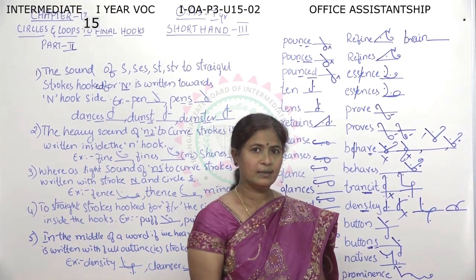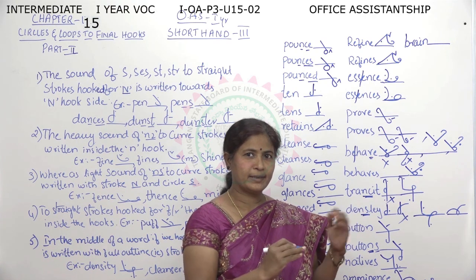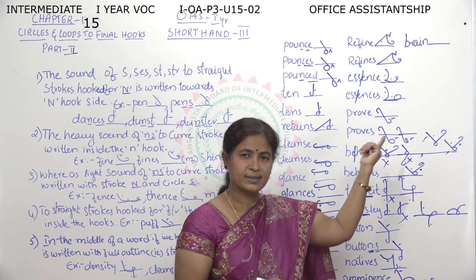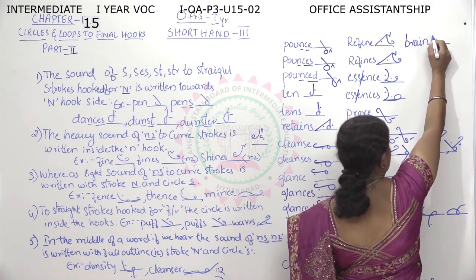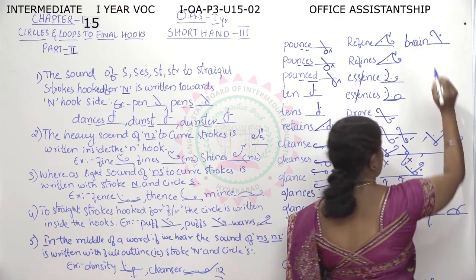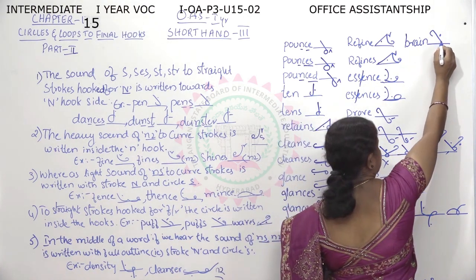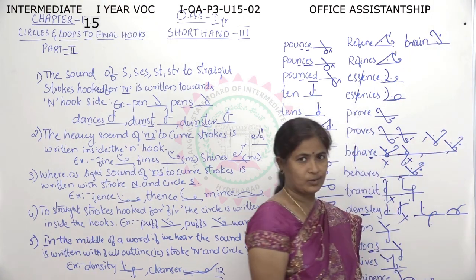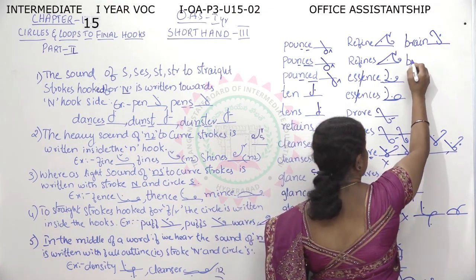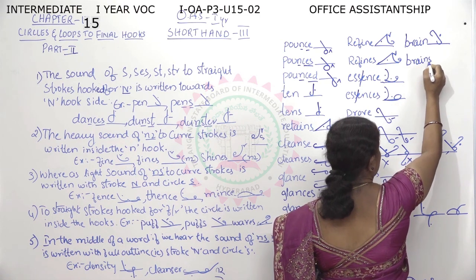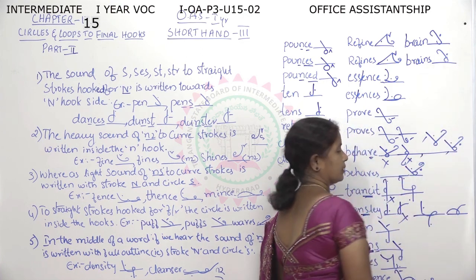Okay. Suppose brain. How do we write brain? We all have brains, isn't it? How do we write? Bray. How is R hook written to straight strokes? With right motion. Right, bray. This is bray. Now, how do we write N? This is N. Okay, brain. How do we write brains? Brains: close the circle completely towards the N side.